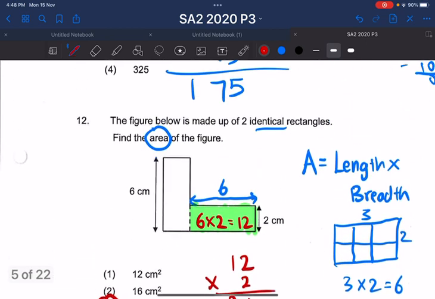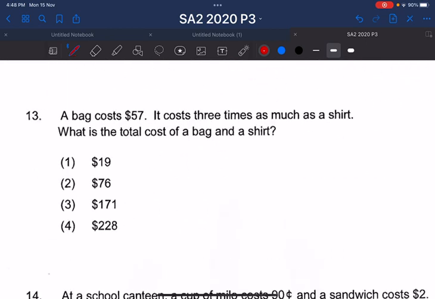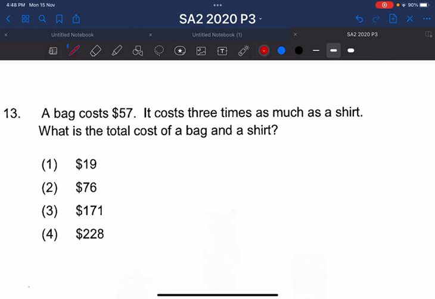Question number 13. Now, a bag costs $57. Wow, so expensive. Okay, our bags are not that expensive at all. Now, this "it" over here, let me read this word "it". Do you remember what this "it" means? This "it" refers to the bag. So every time we see this word "it", we don't like it. We want to change it to proper English.